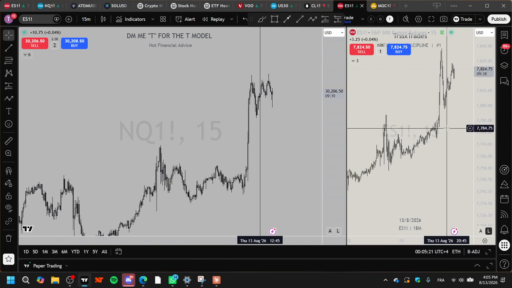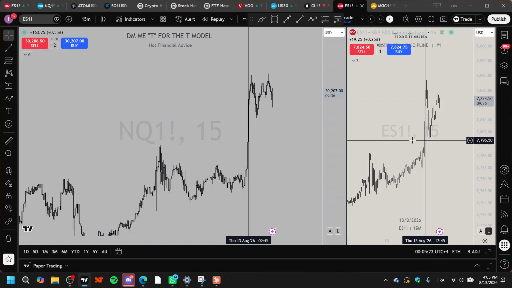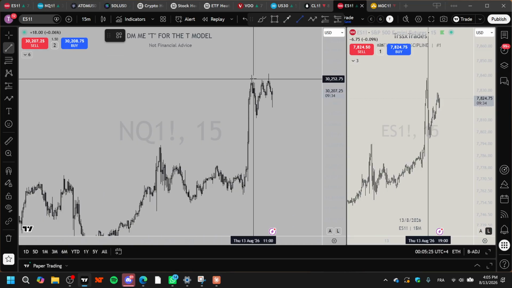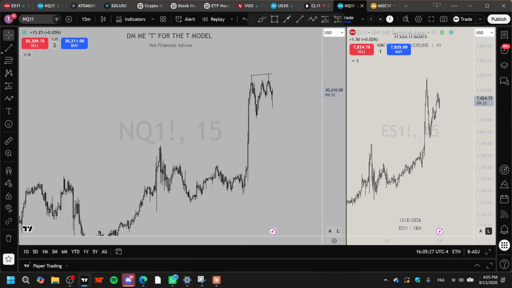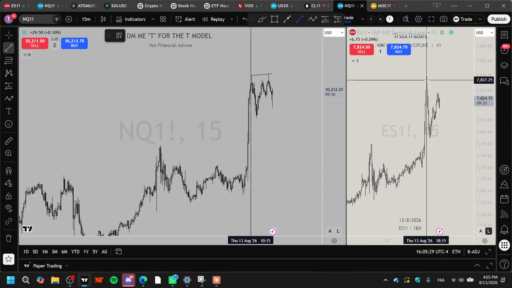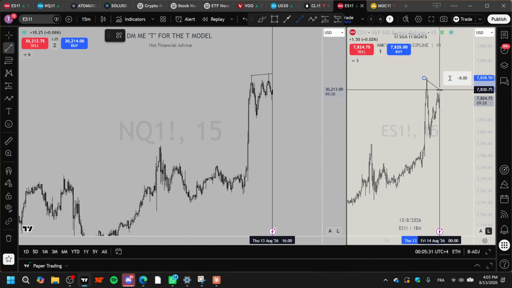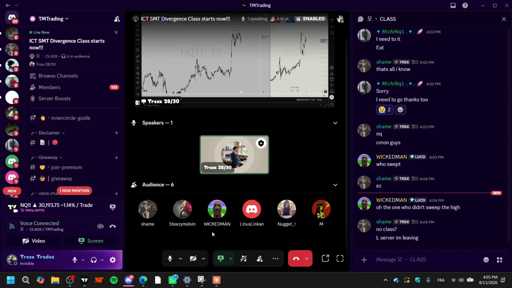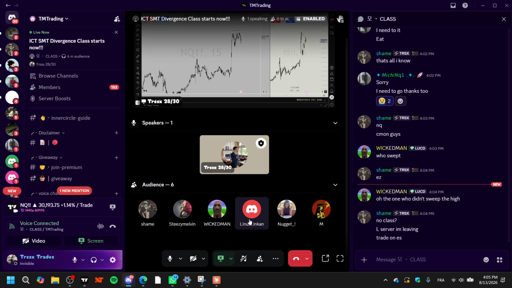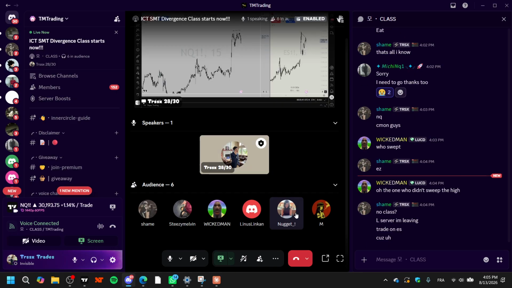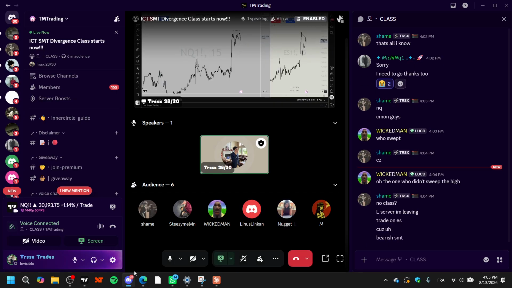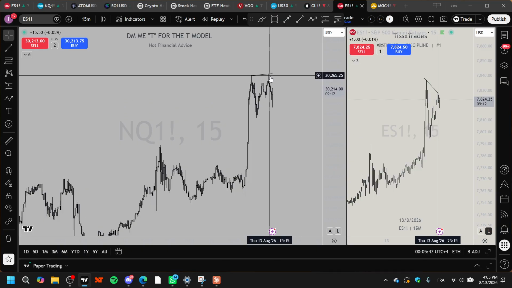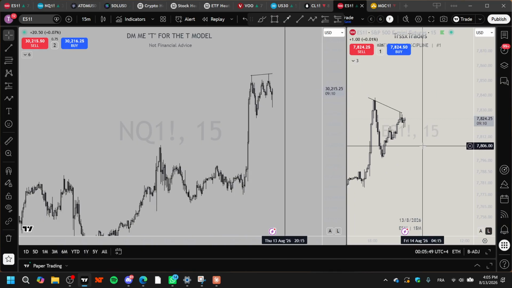Now they're quite different right here, but you can see clearly that NQ swept the high, and ES, well, it just didn't. Now, what is this? That is a bearish SMT, correct? Why is it bearish? Can anybody tell me? Because it's an SMT: NQ swept and ES didn't. So therefore, what would you do right here?